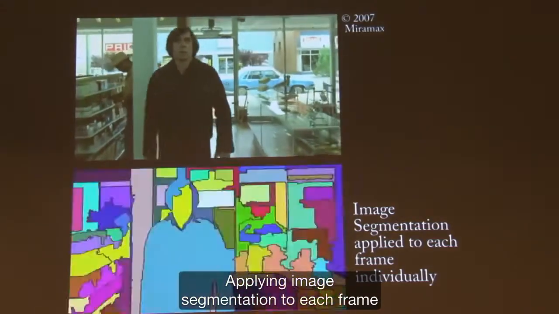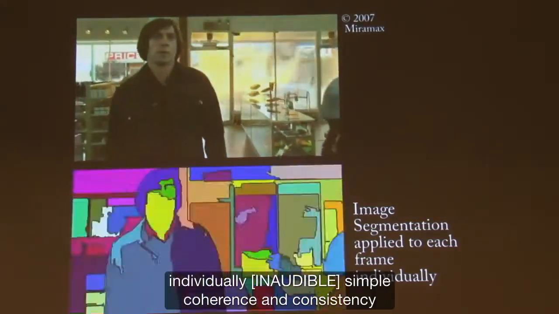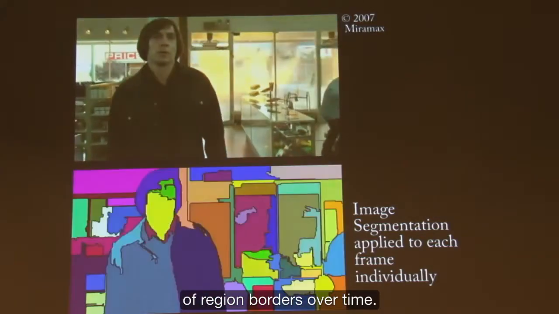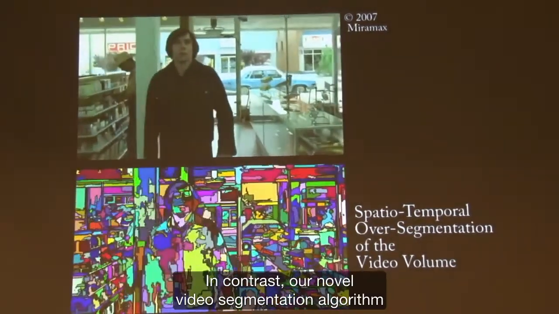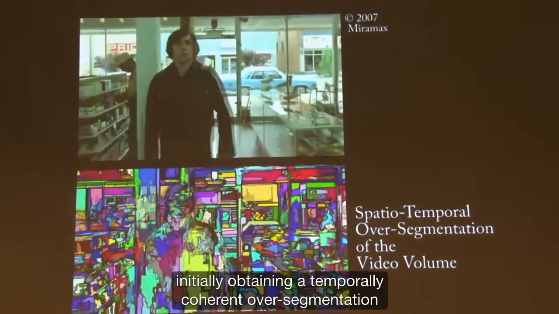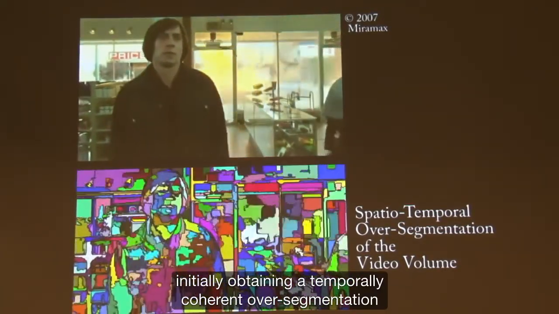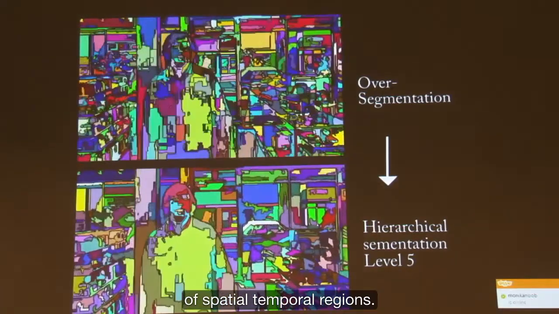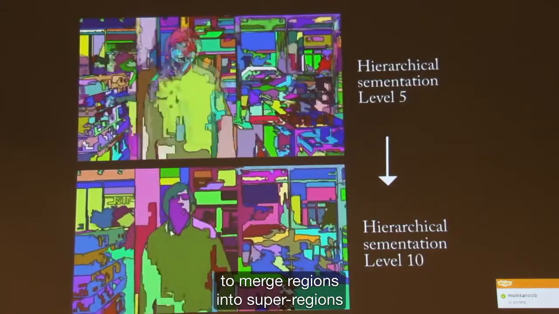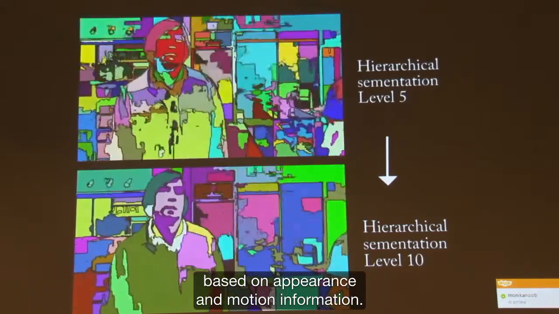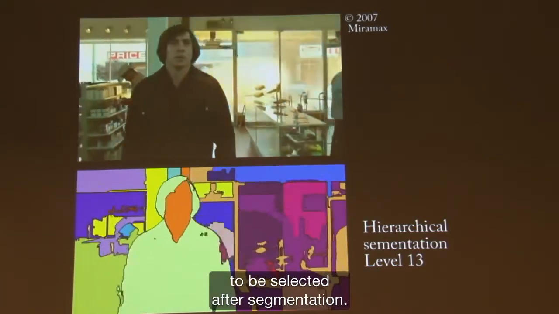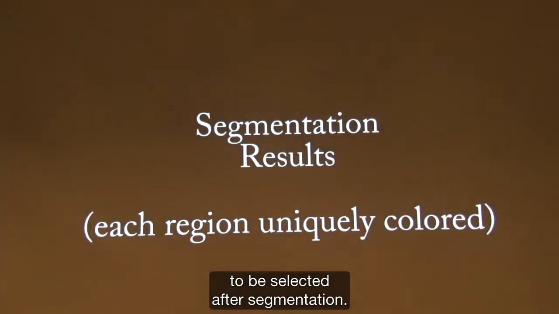Applying image segmentation to each frame individually lacks temporal coherence and consistency of region borders over time. In contrast, our novel video segmentation algorithm treats the video as a 3D volume, initially obtaining a temporally coherent oversegmentation of spatial temporal regions. We then apply a novel hierarchical segmentation to merge regions into superregions based on appearance and motion information. The hierarchy is saved as a tree, allowing the granularity to be selected after segmentation.